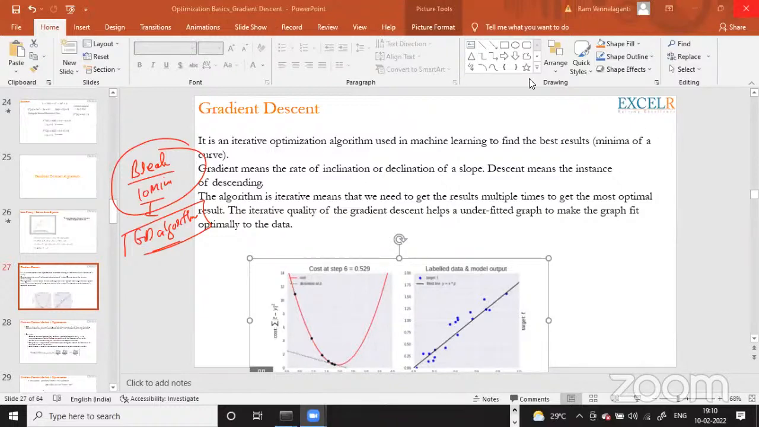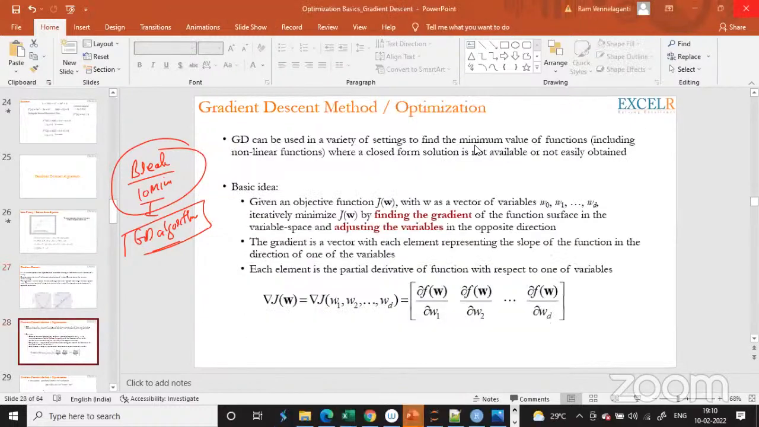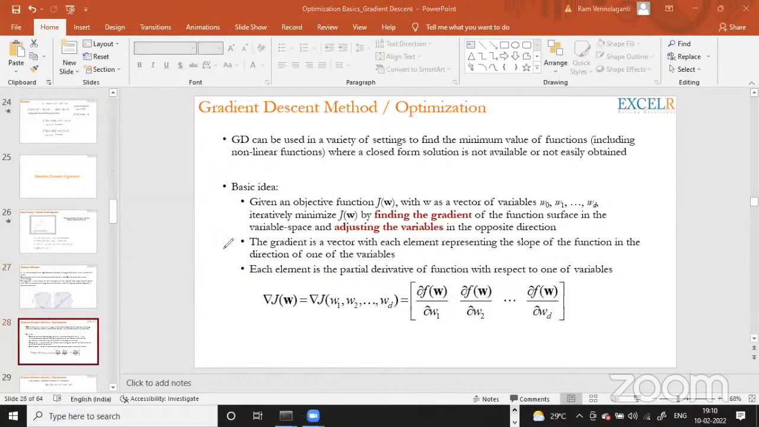So let us continue our discussion. Gradient descent method. What is the basic idea that we are trying to understand here? We have an objective function. This is your objective function, and you can call it your cost function. We have to minimize our objective function.